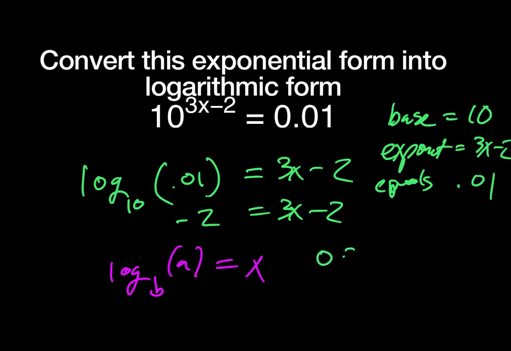Add 2 to both sides. 0 equals 3x. X equals 0. And you could try that. Put it back up in here.